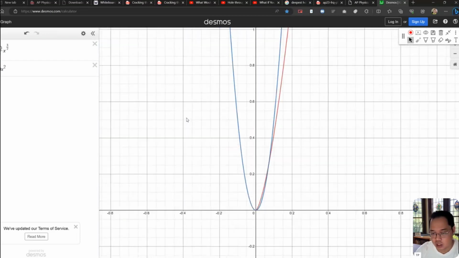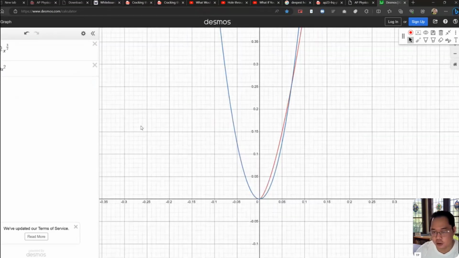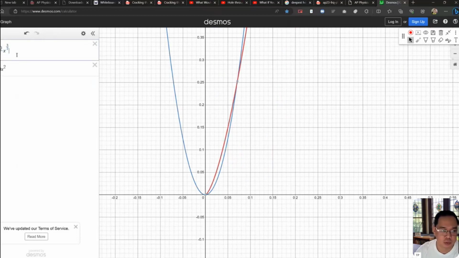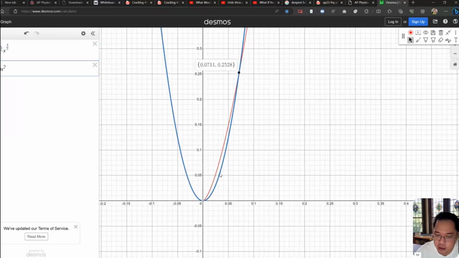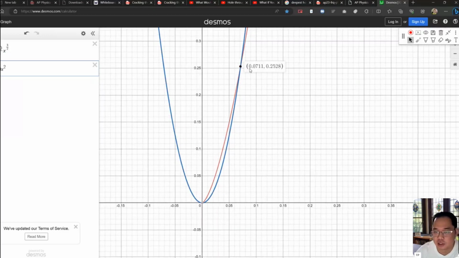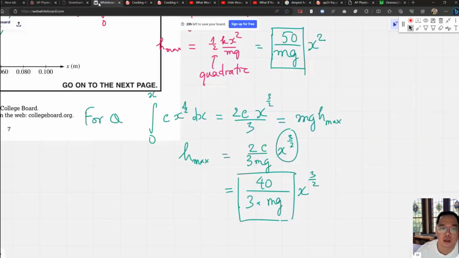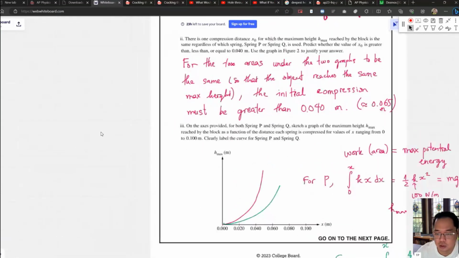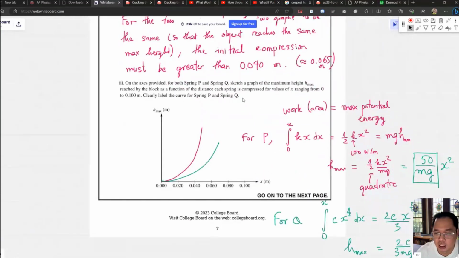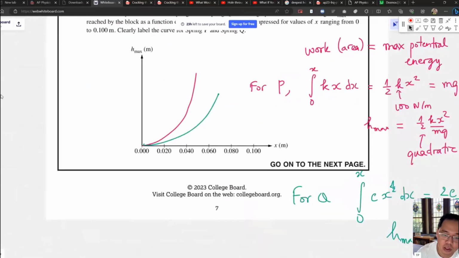So zooming in, the graph of the spring Q is above the graph of the spring P. And this is the intersection point. You can find that intersection point using the graphing calculator. But the question here, I don't think that we need to clearly label. Sketch the graph. Sketch, don't need to be very accurate.